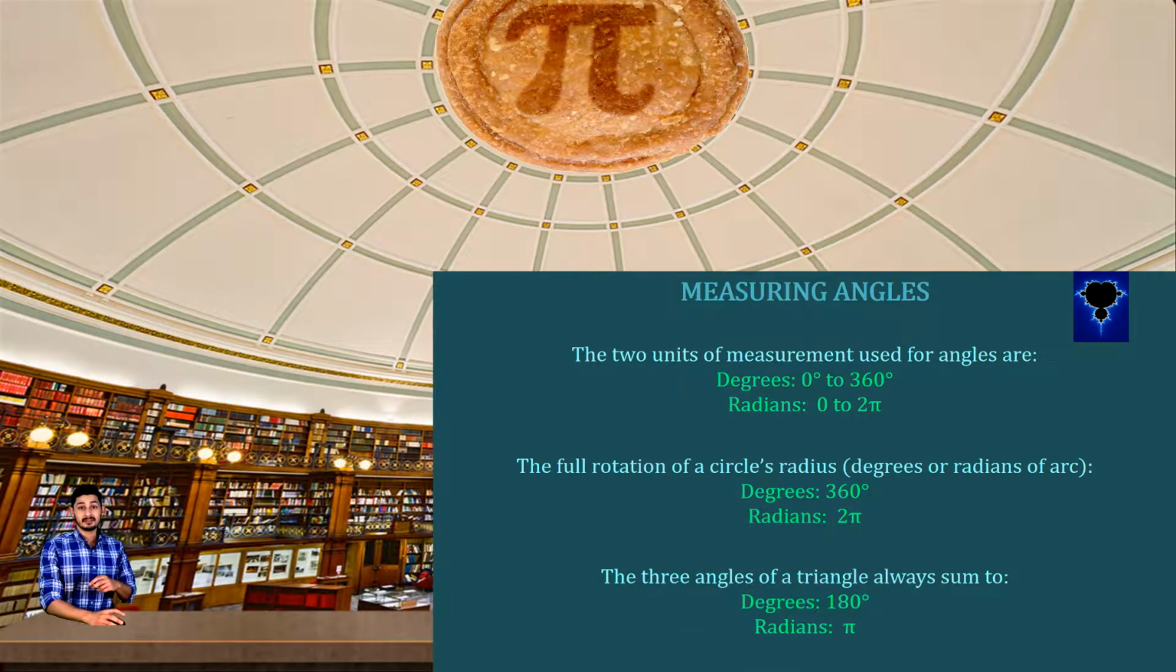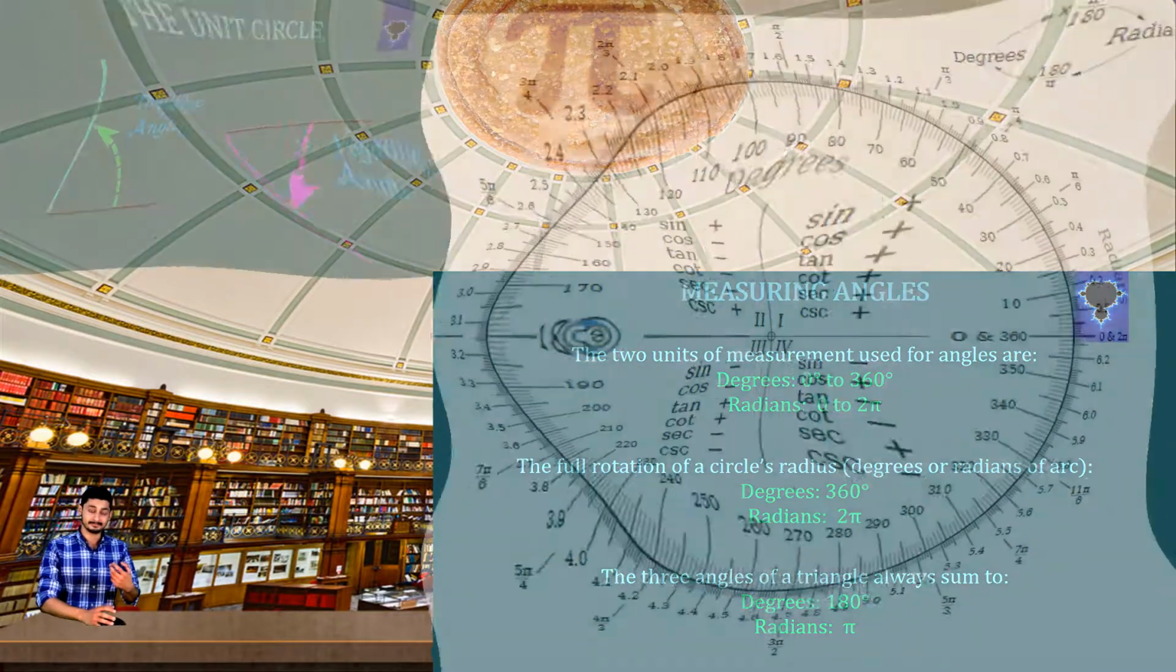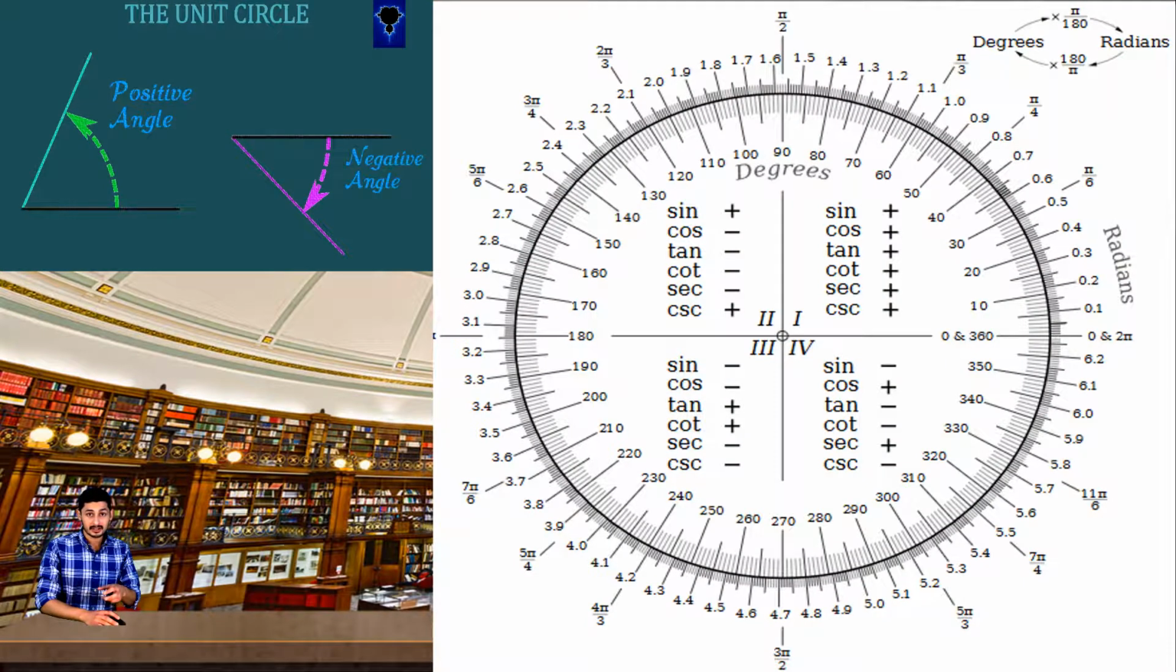Now, if you are given a full rotation about the center of a circle, the complete rotation will measure 360 degrees, or it will measure 2 pi radians. The three angles of any triangle will always sum up to 180 degrees, or pi radians. A quick note, if you are given something like a unit circle, you may be given either degrees or radians in the negative rotation, if you're working clockwise about the rotation along the coordinate plane. But we'll get to that when we get there.